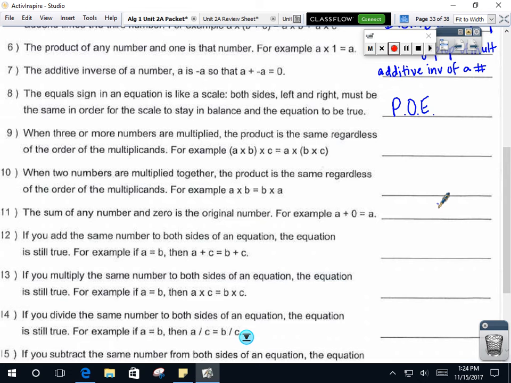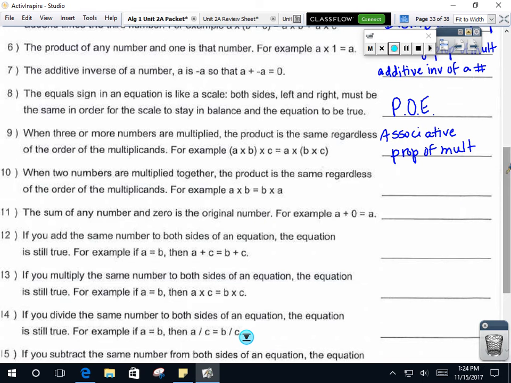Number 9, when 3 or more numbers are multiplied, the product is the same regardless of the order of the multiplicants. Those are the numbers being multiplied. For example, A times B times C equals A times B times C, but the grouping is different. A and B are grouped, and then B and C are grouped. Right. Associative property of multiplication. Yeah, it would look identical except they would be adding the things. More than likely it's commutative.